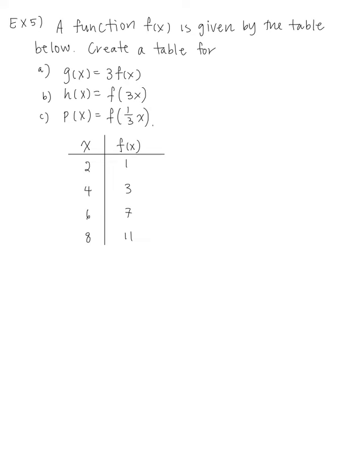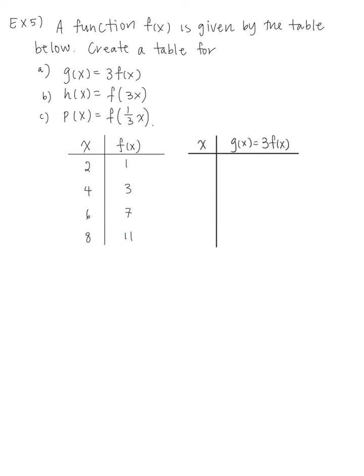Okay, so let's first go with g of x. So what's going on here? g of x is 3 times f of x. So what do we got going on? We're going to have to stretch our f of x by 3 units, meaning that your x value stays the same, but your y values are going to get stretched by 3, meaning that you're going to have to multiply each of the y coordinates by 3.